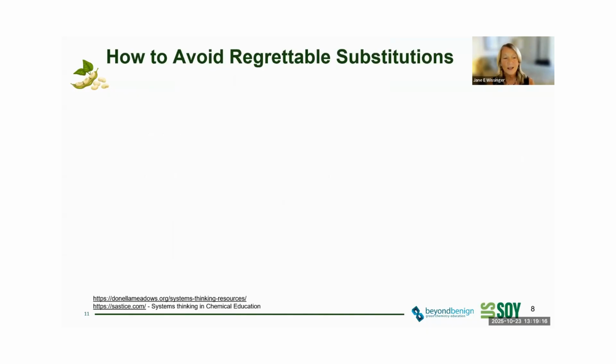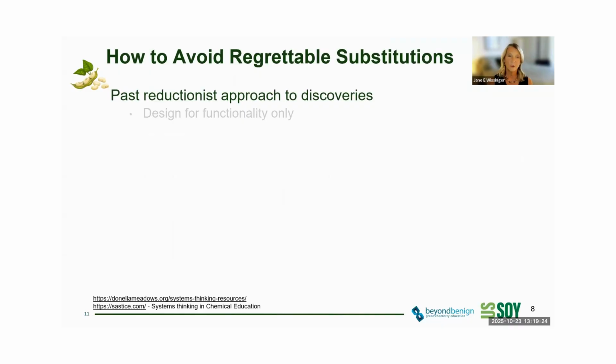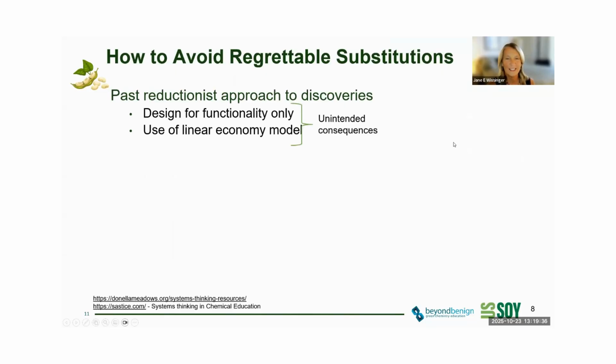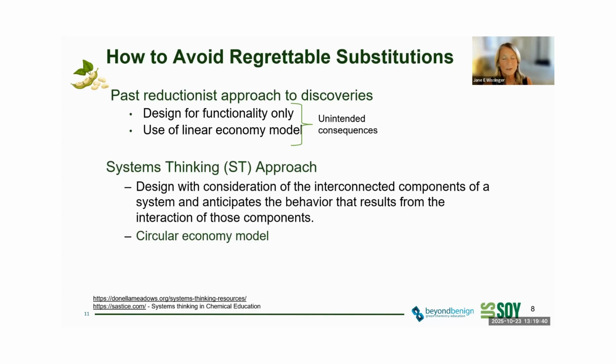All right, so this is an example of a regrettable substitution that you can bring to students and really demonstrate the power of systems thinking. So the reductionist approach of just, well, let's solve the flammability problem, of course. Come on, so slow. Keep up with me. The unintended consequences. And with systems thinking, you would consider all the different aspects.